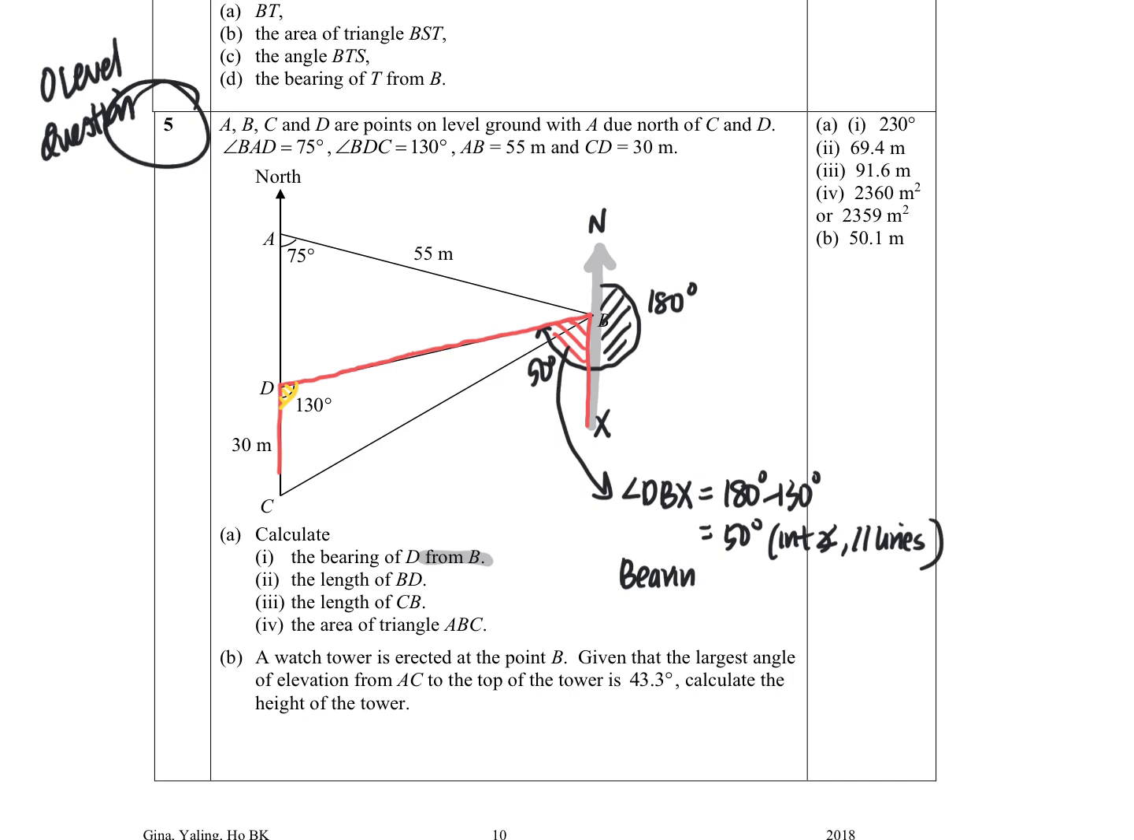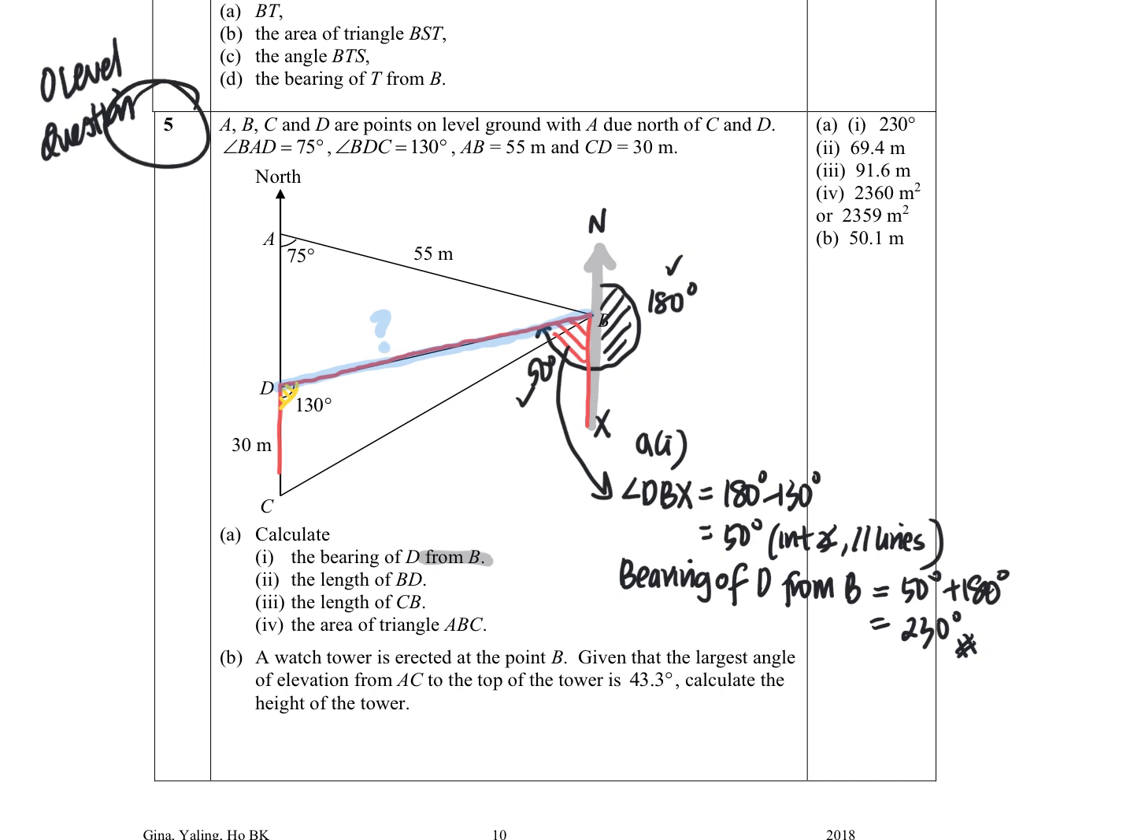You don't need to write the reason, but it's a good practice in case question asks. So this is 50. Correct. So bearing of D from B: 50 plus 180, 230. Okay? Very good. Part 1. Next one. Length of BD. Can you help me with this question? How to find BD?